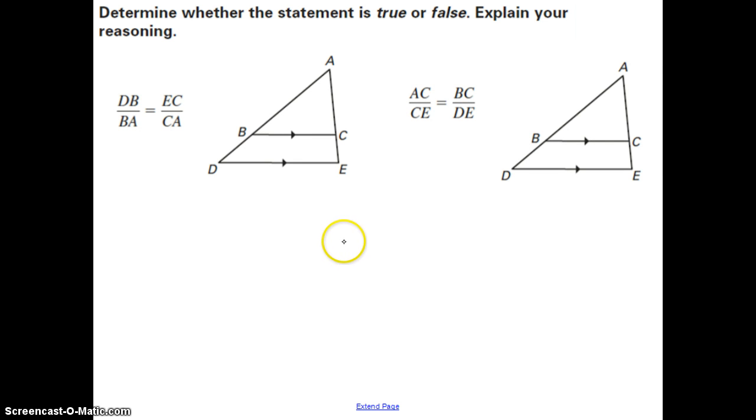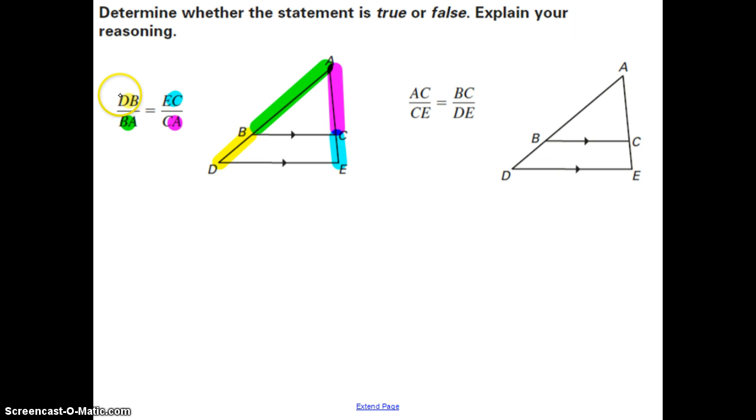This first type of example asks us to determine whether the statement is true or false and explain your reasoning. So we need to see whether this proportion is true based on the diagram given. When we look at segment DB, that's this one right here, then over BA, that's this segment. And we need to compare that with EC over CA. Now this is actually exactly what the side splitter theorem states, is that when you have this segment over this one, that's going to be proportional to this one over this one.